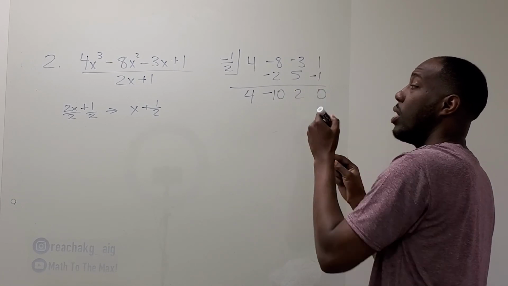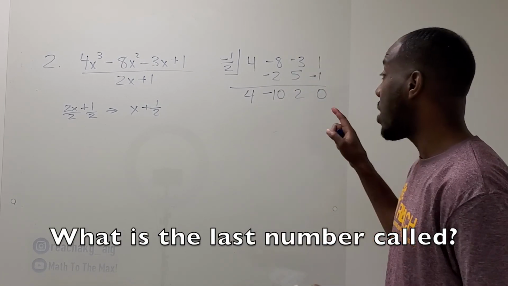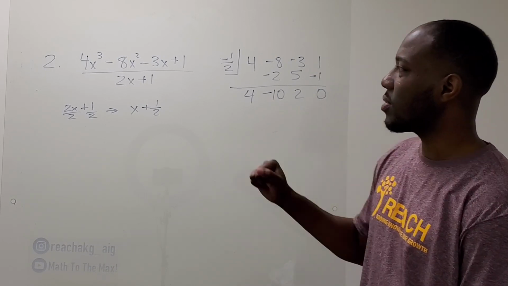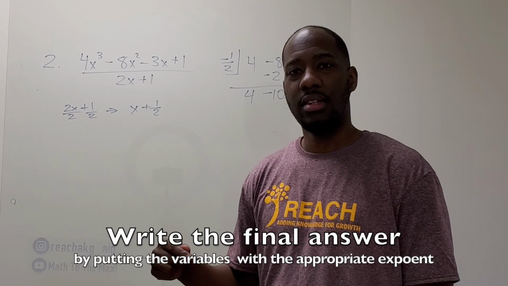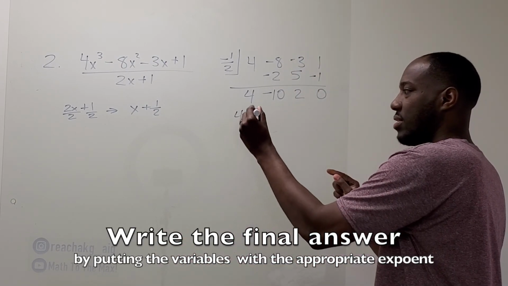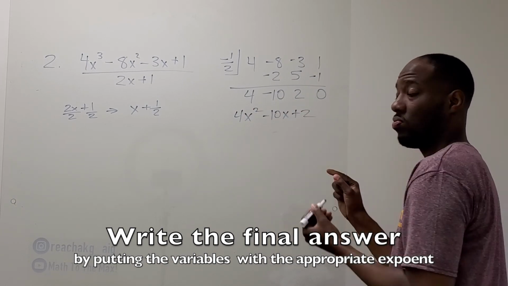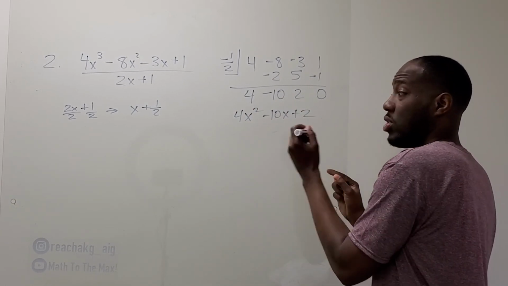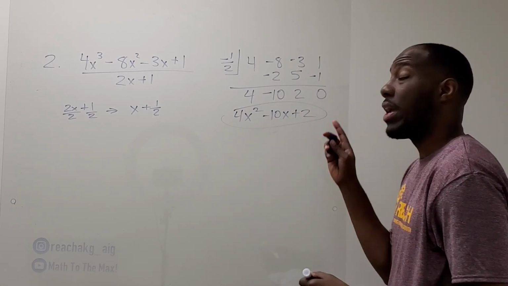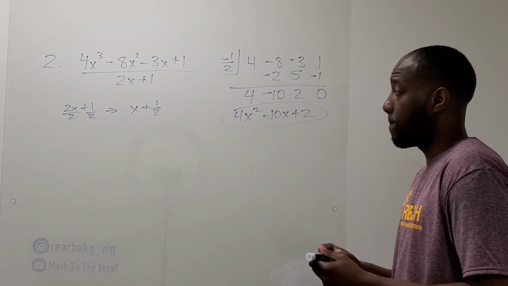Add, you get 0. The last number is always called your remainder, so the remainder is 0. Now, how do you write the answer? 1 less than that 3 would be x to the second. So our final answer would be 4x to the second minus 10x plus 2. You're done, because the remainder is 0. You don't write the divisor. You don't write the remainder over the divisor because there's no remainder, 0. Final answer.